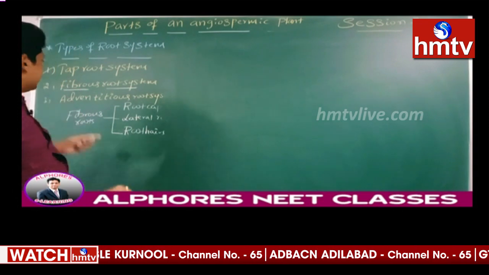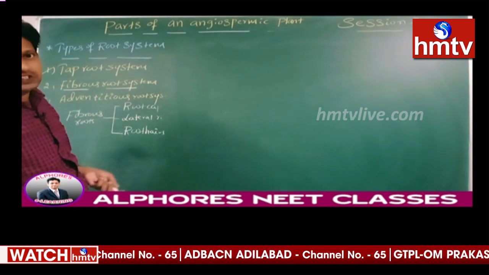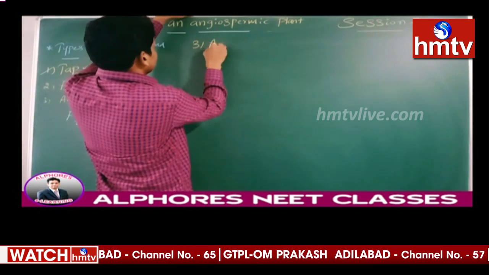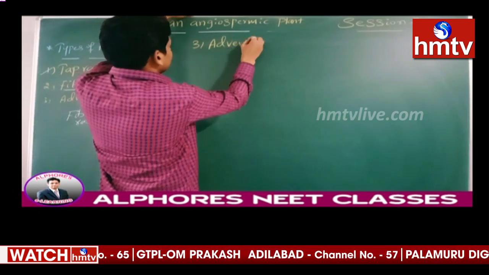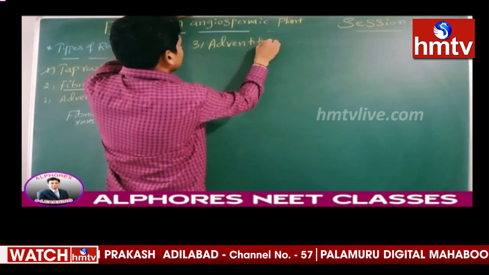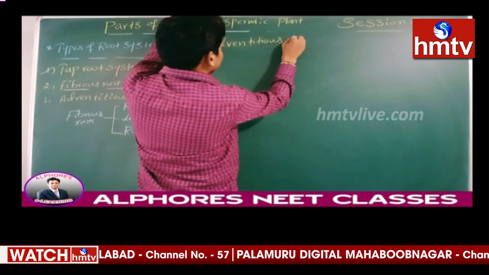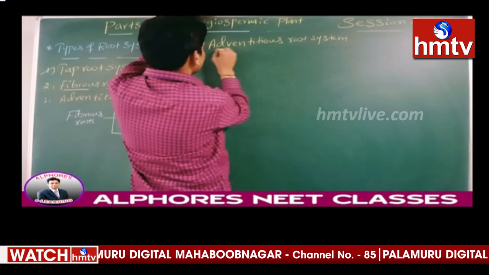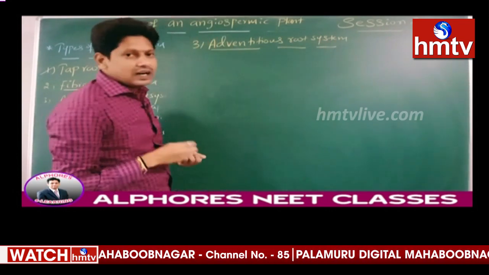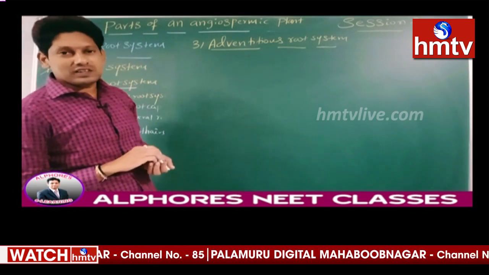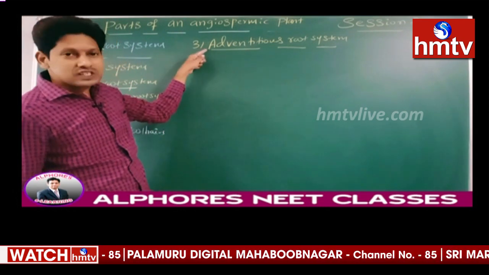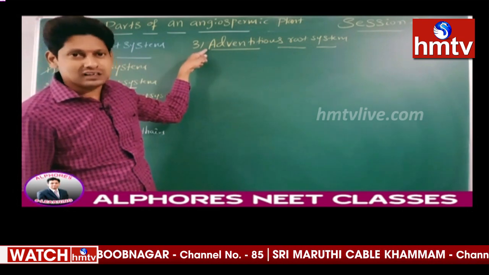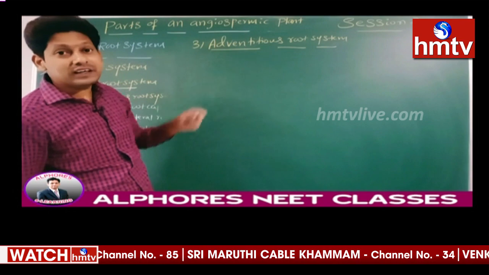Now go for number 3. Adventitious root system. Now listen here. Roots developed from any part of the plant other than the radicle, such roots are called adventitious roots.